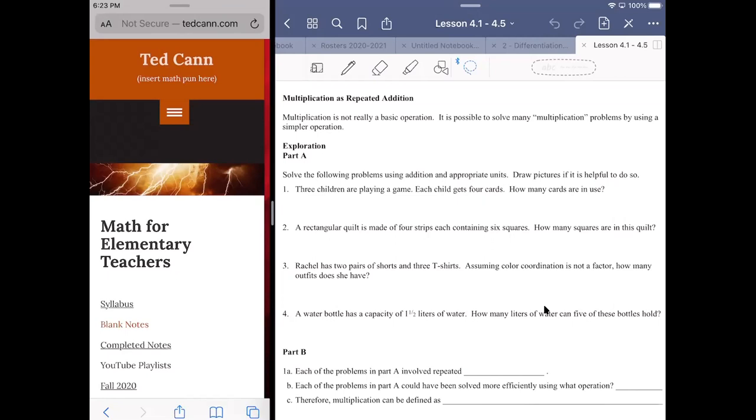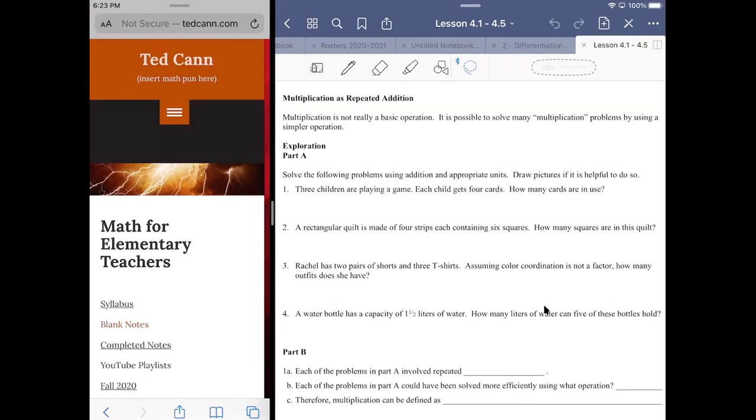So multiplication is not really a basic operation. So look, what does that mean? Well, what it means is that multiplication is really just kind of a shortcut to the real basic operation, which is addition. Right? In its most basic sense, that's what multiplication is, or what it started out as. We're looking at being able to get results of addition much more efficiently.